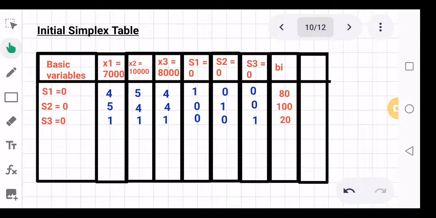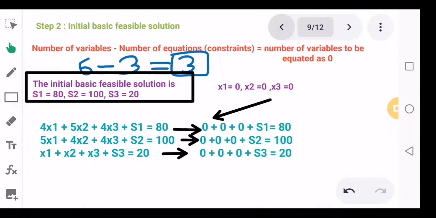Now the next thing which we have done is we have placed all these values over here. The next question will be, how did we get all these values? We got all these values from the constraints. This is the first constraint, right? 4x1 plus 5x2 plus 4x3 plus 1s1 plus 0s2 plus 0s3 is equal to 80.